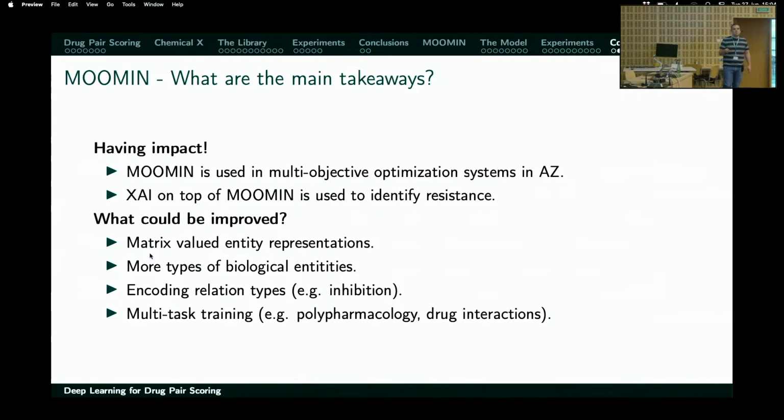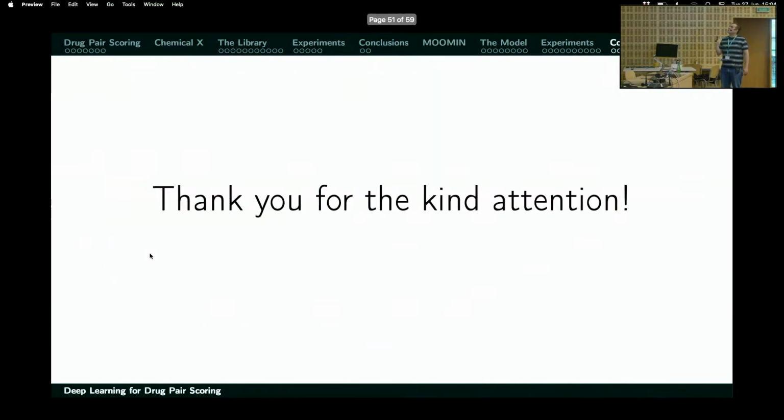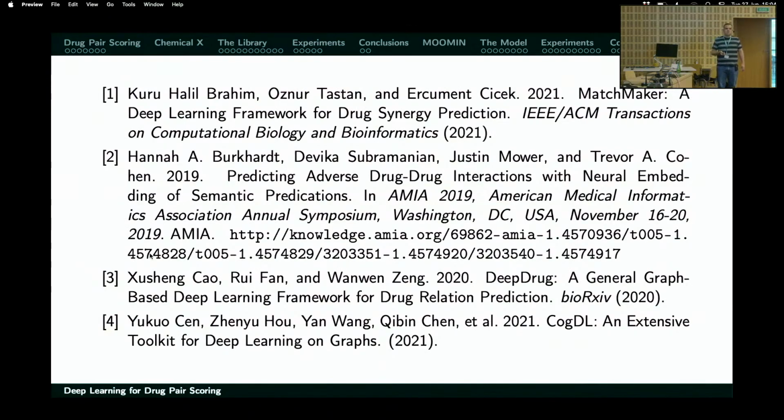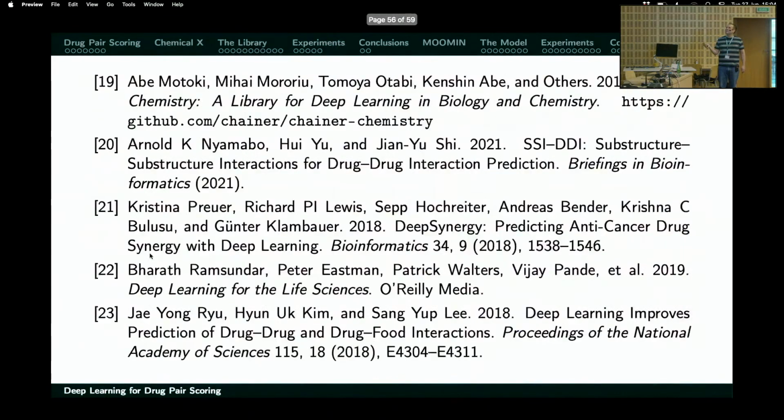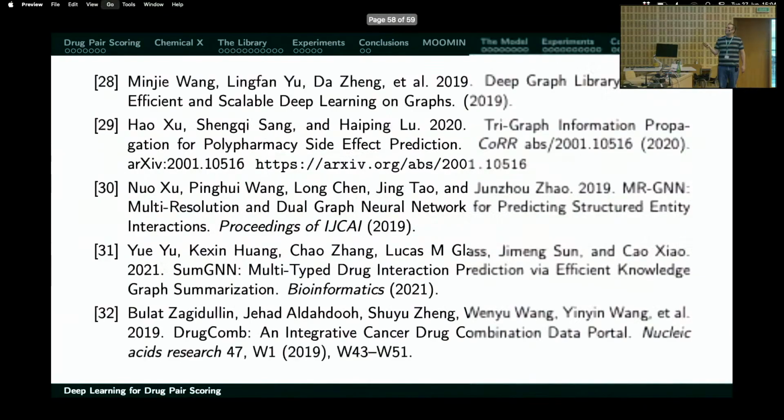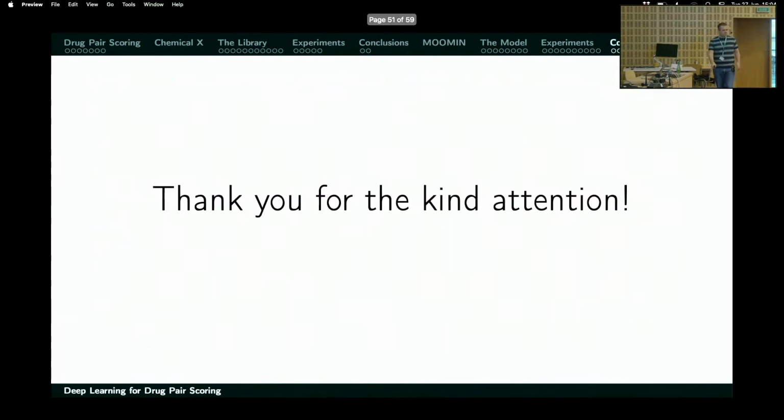And you could have a setup where you don't just focus on the cancer cell lines, but other types of outcomes that you are interested in. So thank you for the kind attention. I don't know how we are doing with time, and I've put together a large list of references for everything. So I will send this to the Slack channel if people are interested. Thank you.